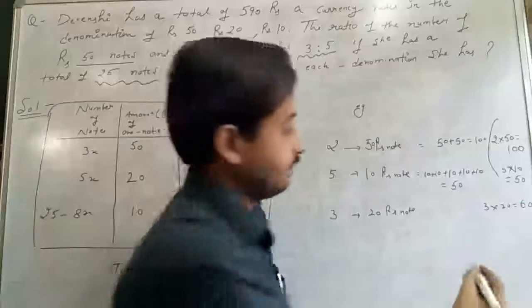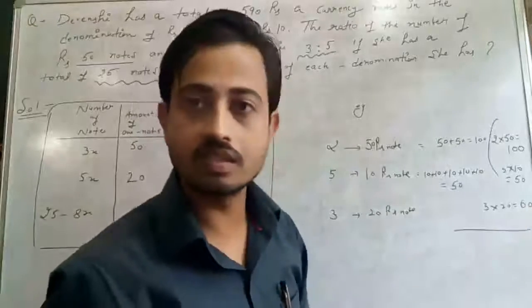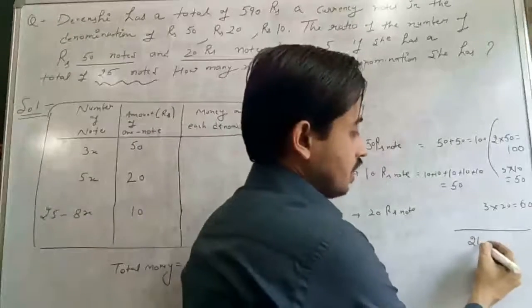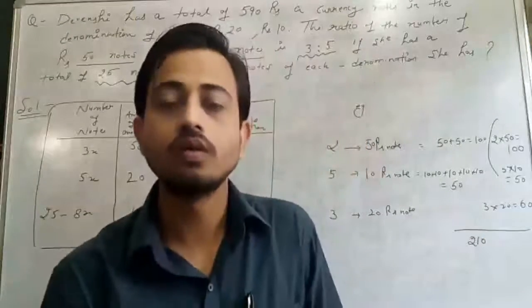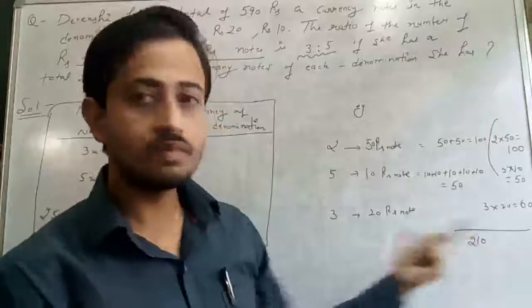Now, if I add 100 plus 50, it is 150, and 150 plus 60 is 210. So, I have an amount of 210. Why am I taking this example? Because this example is similar to this.